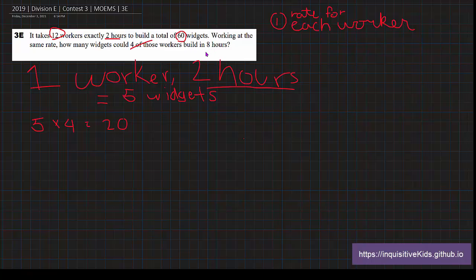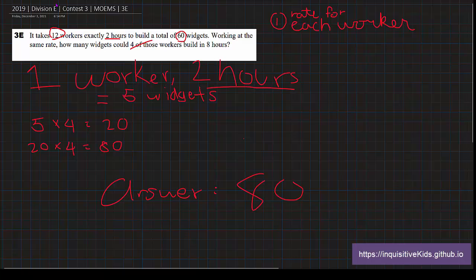Then we have to build in 8 hours. So now we're going to times 20 with what? Are we going to times it by 8? No, because 5 widgets is already working in 2 hours. So for 8 hours, we only have to multiply by 4. So 2 times 4 is 8, and add the place value 0, that's 80. So then the answer is 80 widgets.